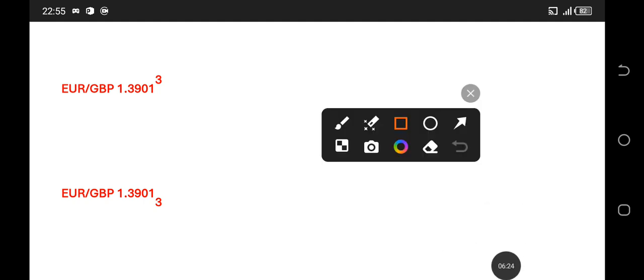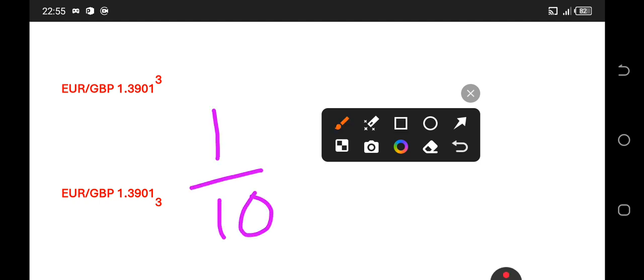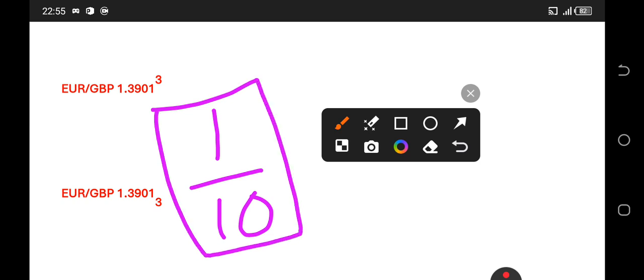And we call it fractional pip sometimes because the pipette is actually 1/10 of a pip. So this is a fraction. Remember your elementary mathematics very well. This is a fraction. Okay? That is the reason why we call it fractional pip, because it is 1/10 of a pip. So 1 divided by 10, it is a fraction of a pip.